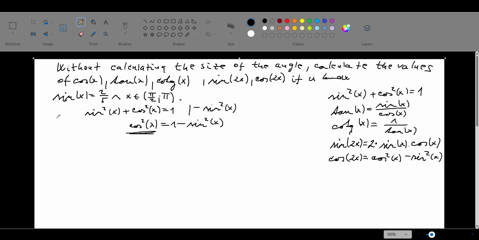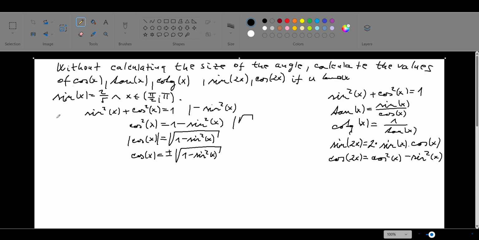And if you want to find the value of the cosine function, you simply square root both sides of the equation, which means that the cosine of x in absolute value is equal to the square root of 1 take away sine squared of x. If you get rid of the absolute value, the cosine of x is equal to plus or minus the square root of 1 take away sine squared of x. Now you have the formula for calculating the cosine of x.